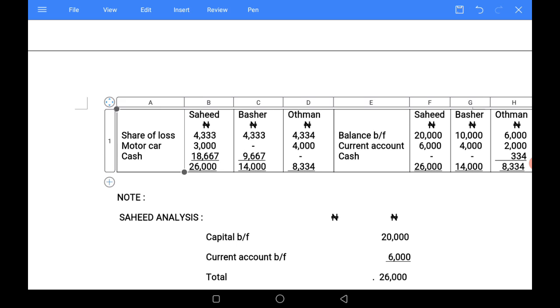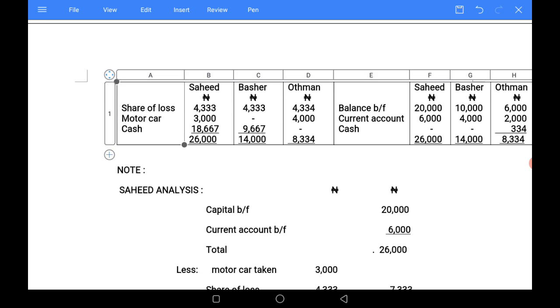Then the current account balances of the partners are 6,000 naira for Saeed, Bashir 4,000 naira, and Othman 2,000 naira. On the debit side, the share of loss was 4,333 to Saeed, 4,333 to Bashir also, and 4,334 to Othman, because they shared their profit or loss equally. So the loss realized on realization was shared equally.